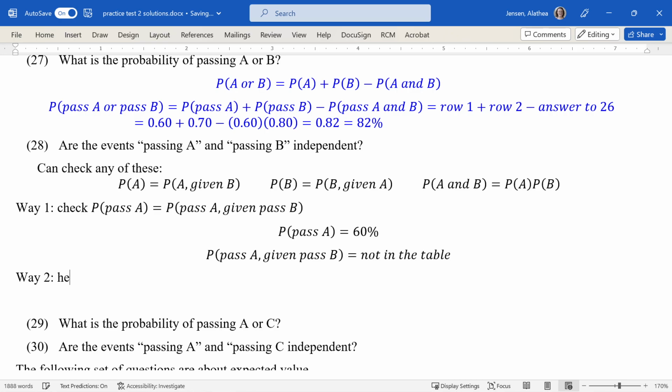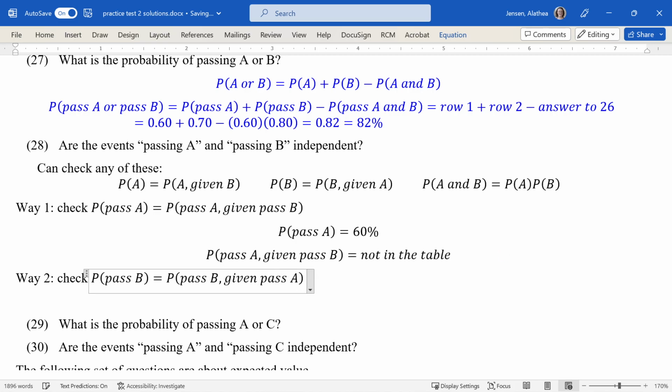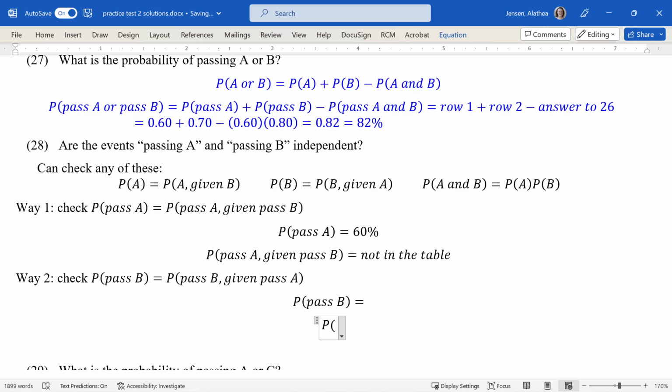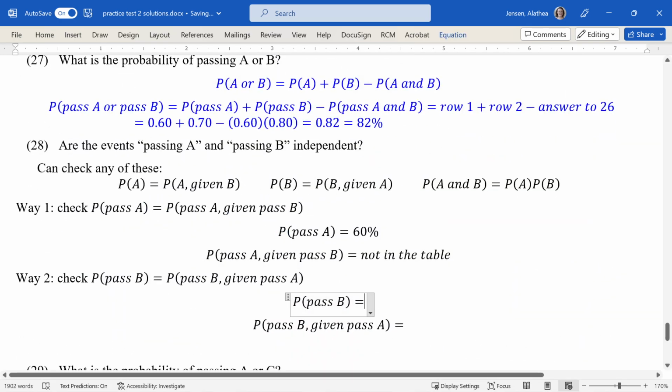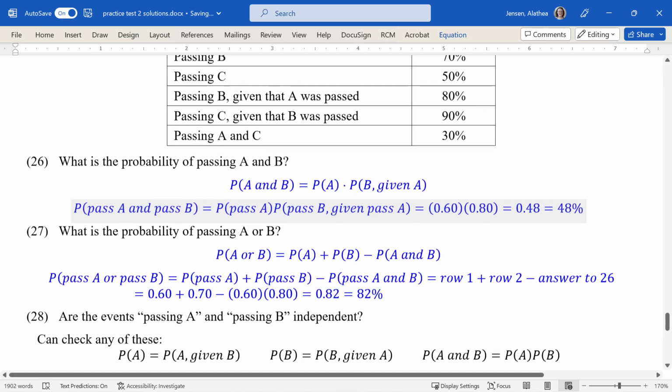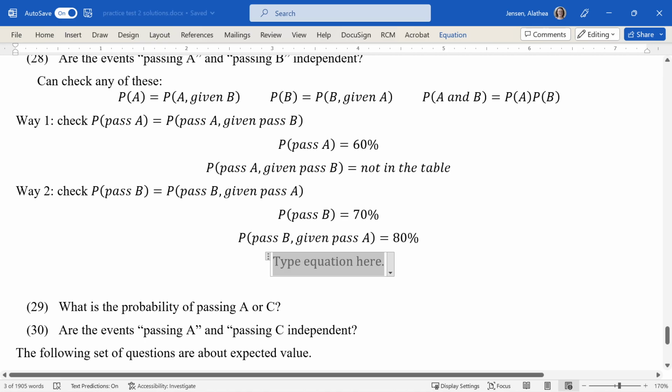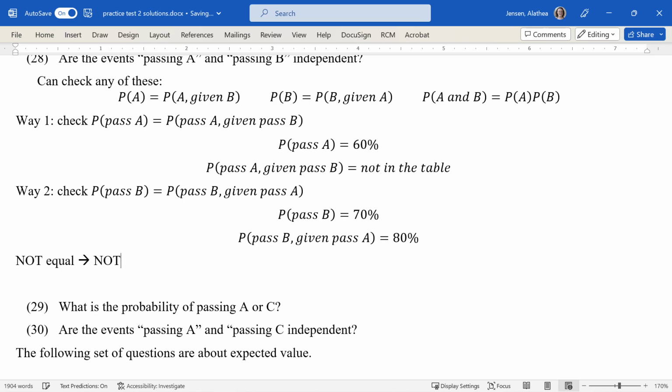So now let me try it by way 2. I'm going to check the second event here. So is the probability of passing B equal to the probability that I pass B given that I pass A? I think this way it is possible to check. I'll do the left-hand side, and then compare that to the right-hand side. Pass B, that was a 70% chance. And pass B given that A was passed is given in the table, that is 80%. So these are not the same. If someone knows that you passed A, you have a higher chance of passing B because it goes up from 70 to 80, which makes sense because if you passed one test, then you're probably not that bad at passing tests, so you have a higher chance of passing more tests. So these are not equal, so these are not independent.